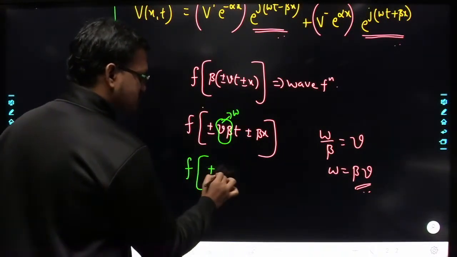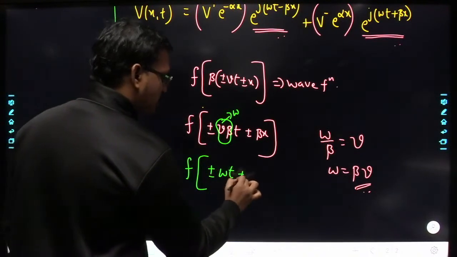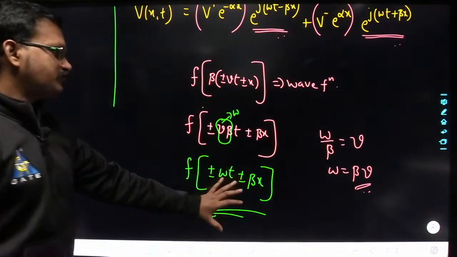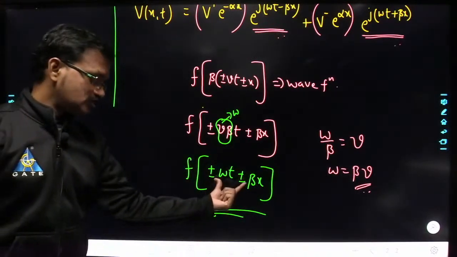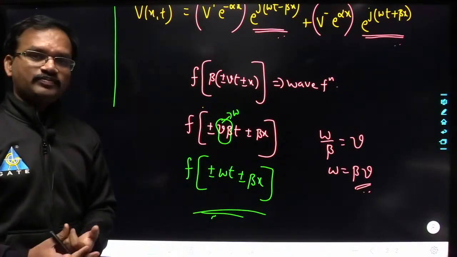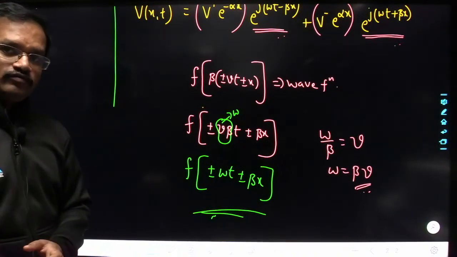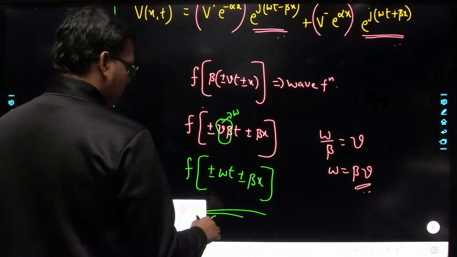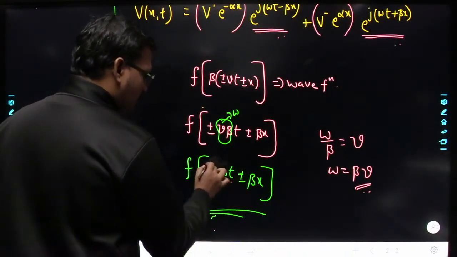So, f of plus or minus omega t plus or minus beta x. Any function of this form will represent a wave. Yes or no? Okay.